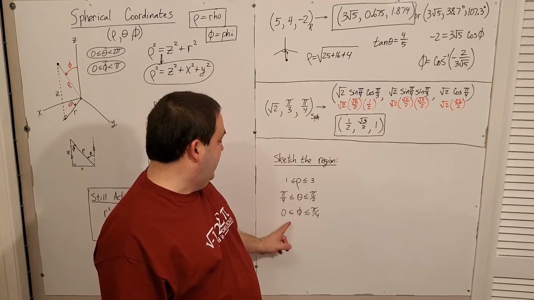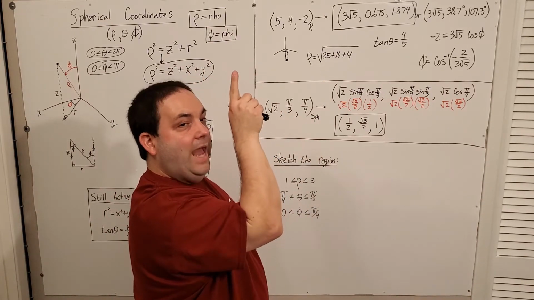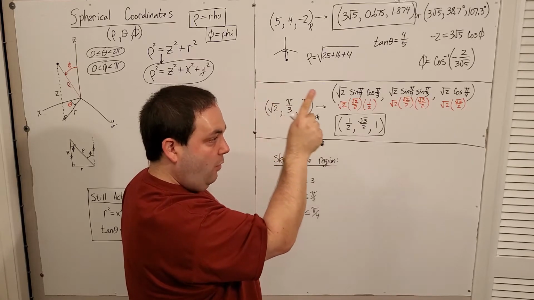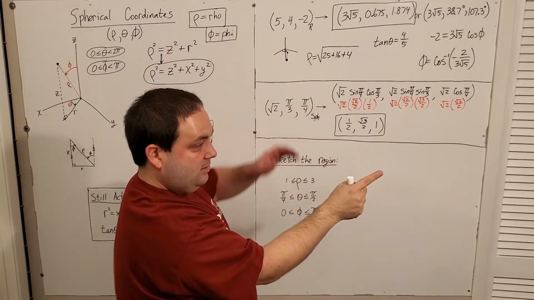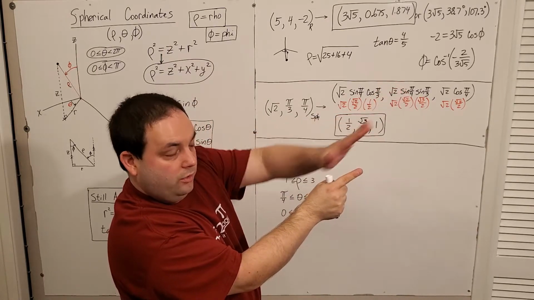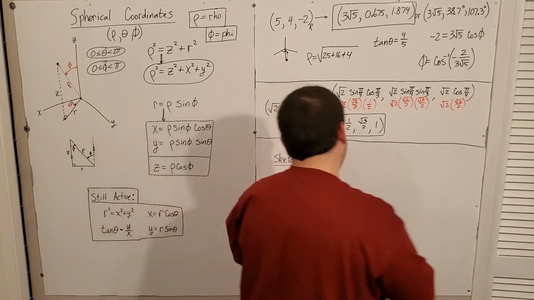Then phi is 0 to pi over 4. So 0 is the z-axis. And then pi over 4 is going to be halfway down from the z-axis, right? Pointing outward half of a quadrant downward. Okay, so here we go.